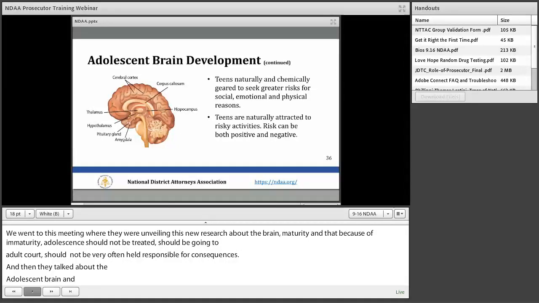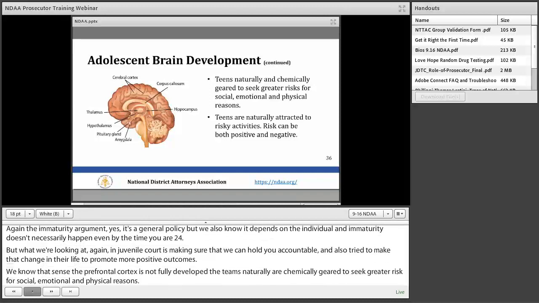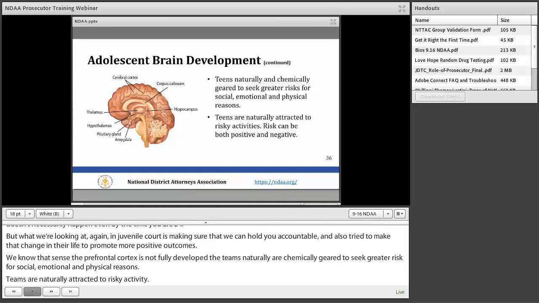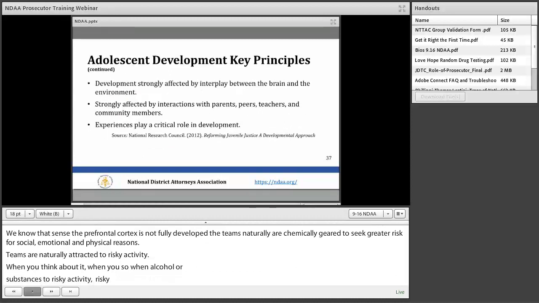We know that since the prefrontal cortex is not fully developed, teens are naturally chemically geared to seek greater risks for social, emotional, and physical reasons. Teens are naturally attracted to risky activities. When you throw in alcohol or substances, risky behavior is the result, and it can be dangerous and even deadly. So again, that's why there are so many issues created when we're mixing adolescence and substance use.